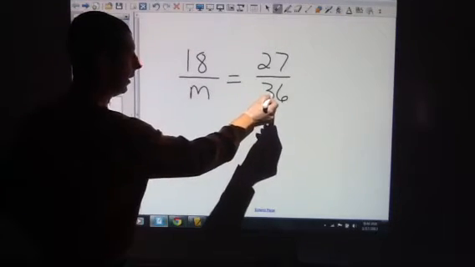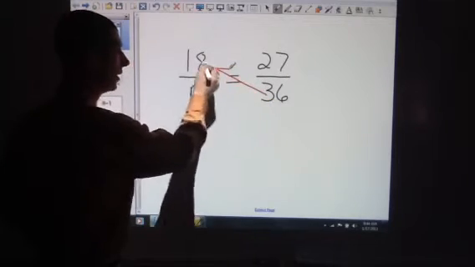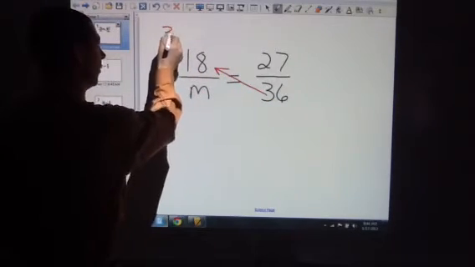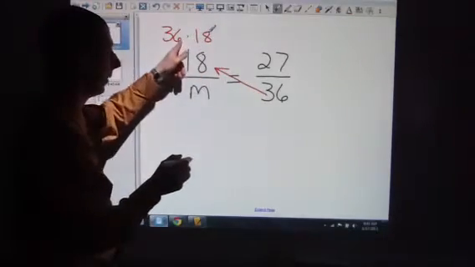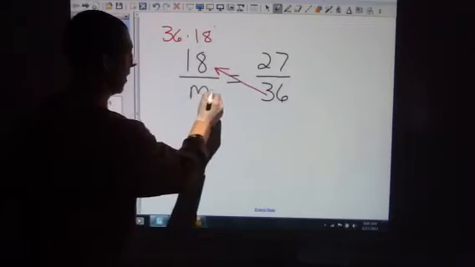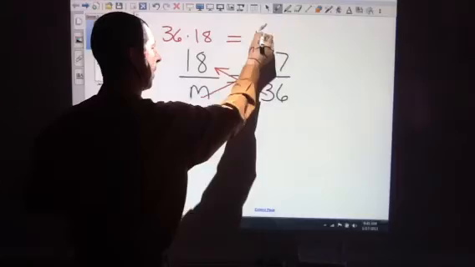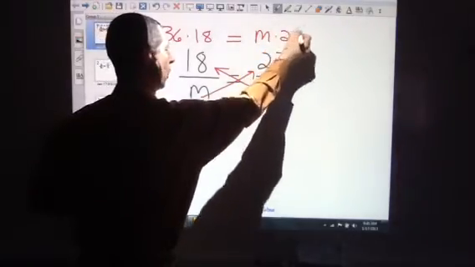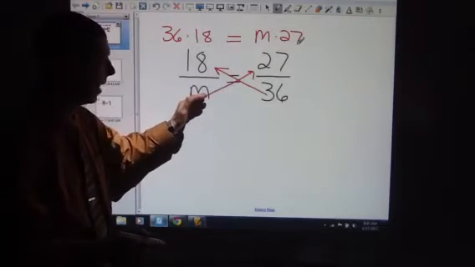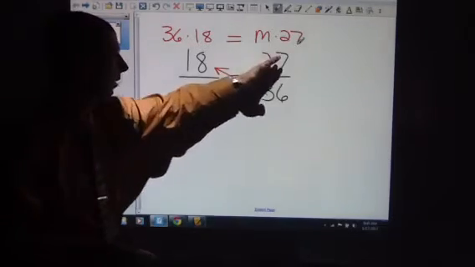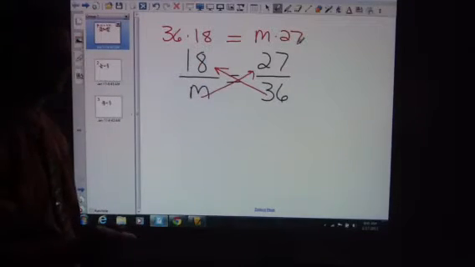We cross a lower with an upper, so 36 times 18. So 36 times 18 would go right up here. And then we cross m with 27, so that equals m times 27. What we've created here, we always start on the bottom with our denominator and cross. We've created basically an algebra problem that we now need to solve.